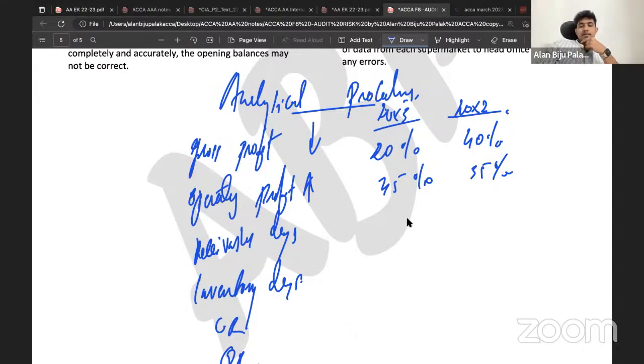Receivables days in the previous year were 20 days and now it becomes 40 days. What happens when the receivables days increase? Bad and doubtful debts. When the receivables days increase, there's a possibility of having bad and doubtful debts, as the company is taking much more time to get back its amount.